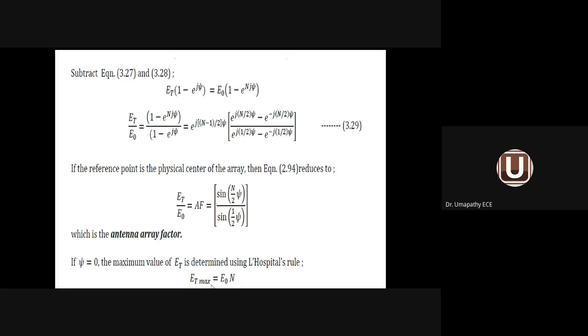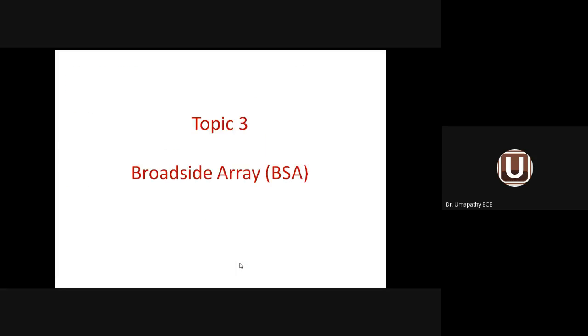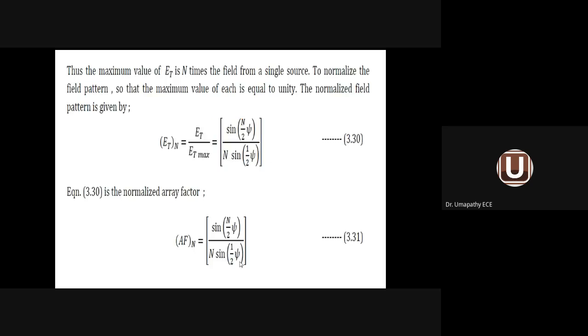Then we are finding the maximum value for ET. Normalized value means any value divided by the maximum value. So we get 1 by n into the array factor. So your normalized array factor will be 1 by n into the ordinary array factor. With that, we have discussed 4 topics yesterday: introduction to antenna array, types of antenna array, 2-element antenna array, n-element antenna array.